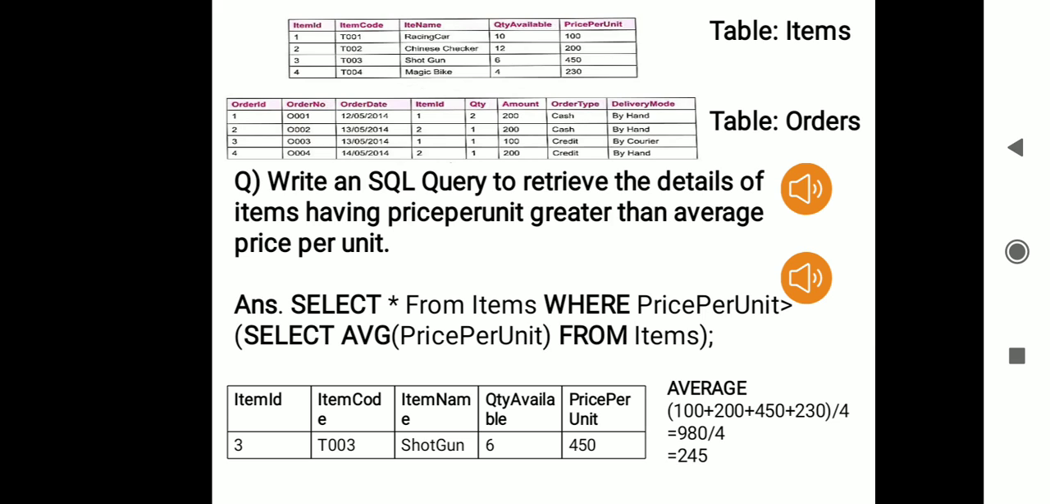And this SQL statement clearly explains the concept of a subquery, where the first SQL statement, select star from items, is the outer query, and the second SQL statement, which is select AVG within bracket price per unit from items, is the inner query. As a result, the inner query, that is select AVG within bracket price per unit from items, forms a subquery of the outer query, which is select star from items. In this way, the queries are nested.